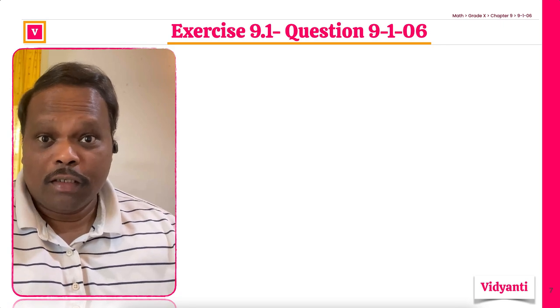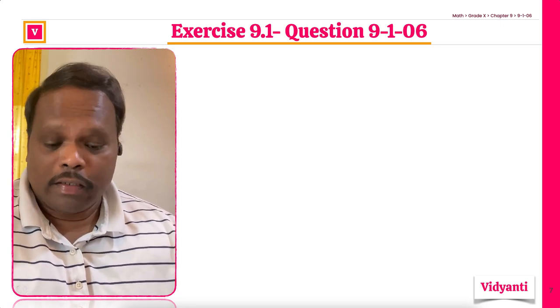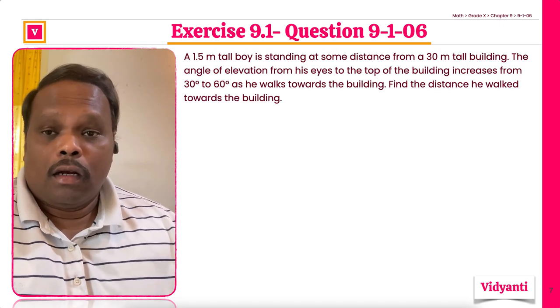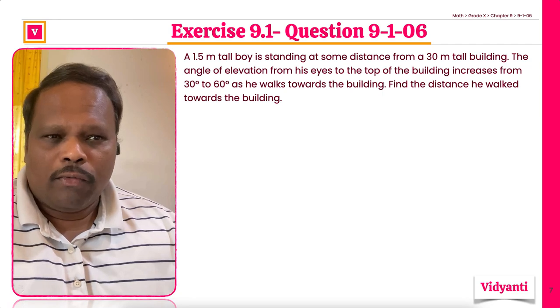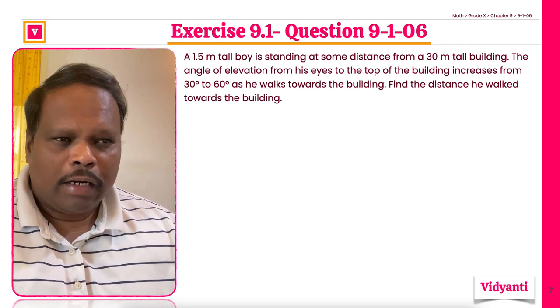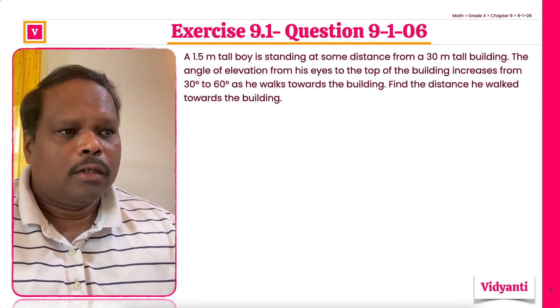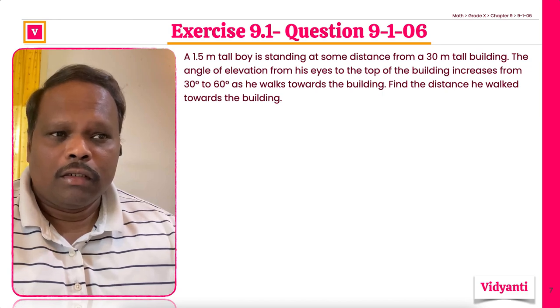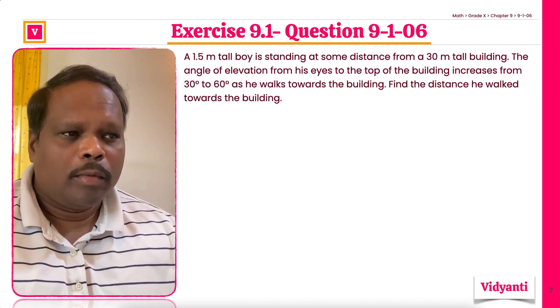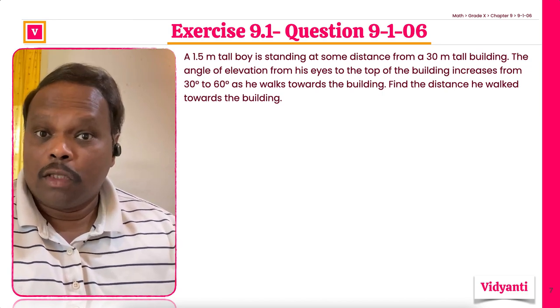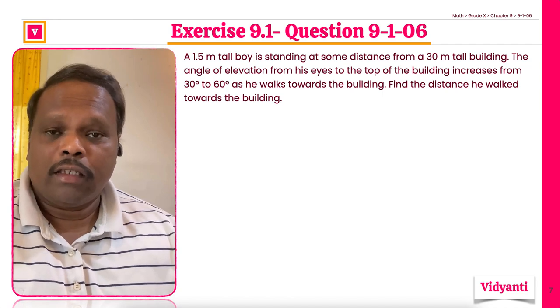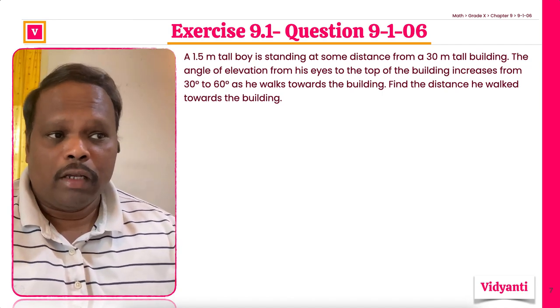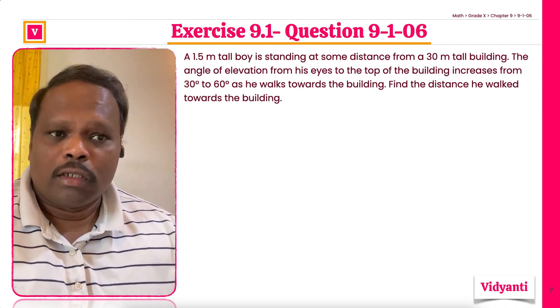Let's see the next question in this series, 916. A 1.5 tall boy is standing at some distance from a 30-meter tall building. The angle of elevation from his eyes to the top of the building increases from 30 degrees to 60 degrees as he walks towards the building. Find the distance he walked towards the building.